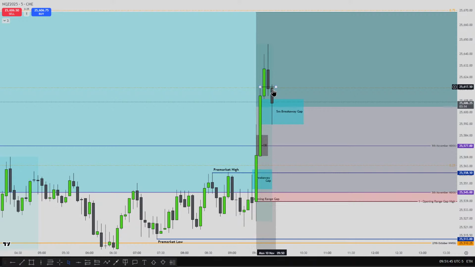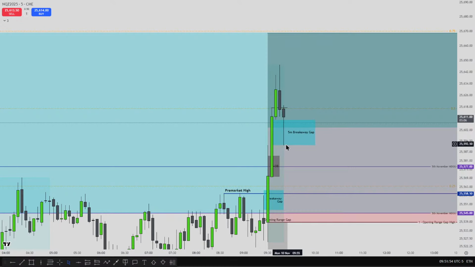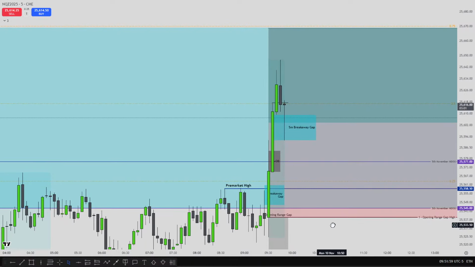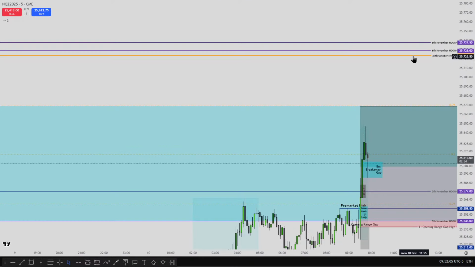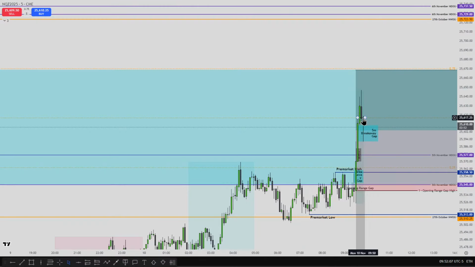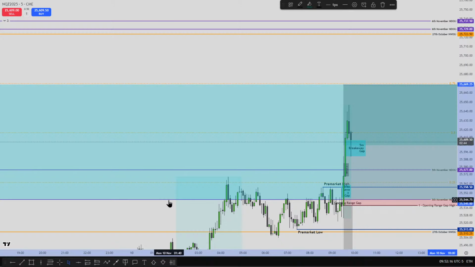Okay, we want to see this reject and leave a long wick on the 5-minute, especially because it's just tapped the close of the low of the breakaway gap. We want to see it leave a long wick where the body gets pulled up. That'll be good for strength. Plus we have the midpoint of the 27th of October's new week opening gap. If we can find support around this level, we've already had a couple candles close beyond. I'll remove this stuff for a second.